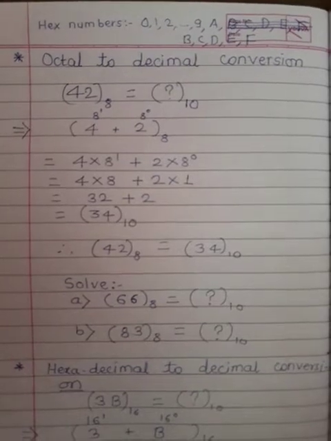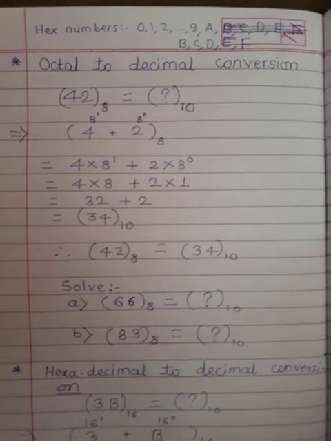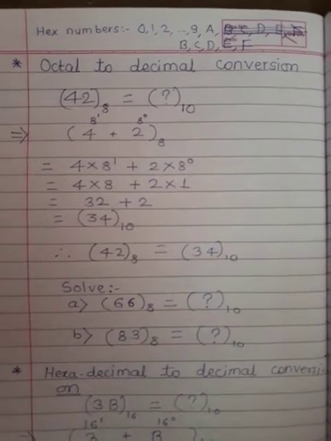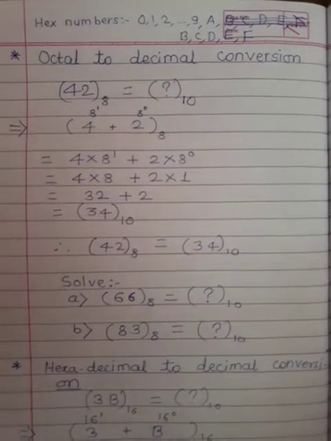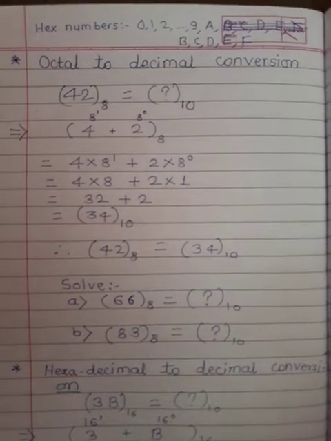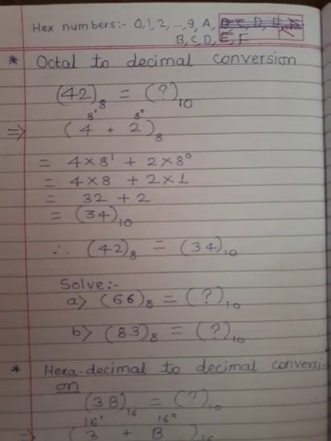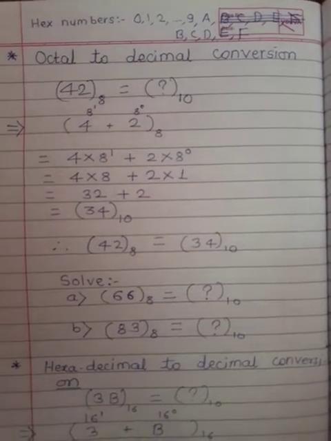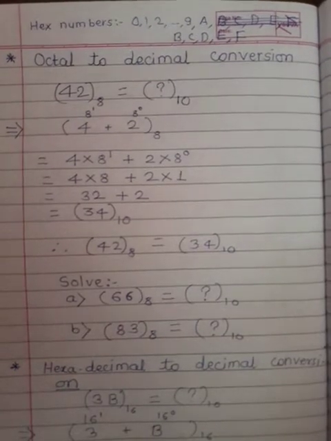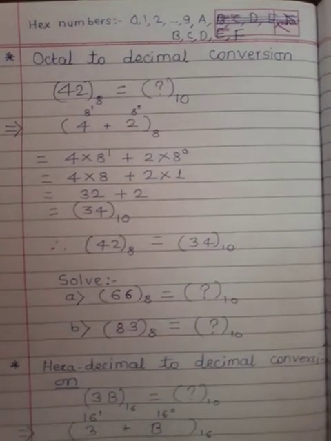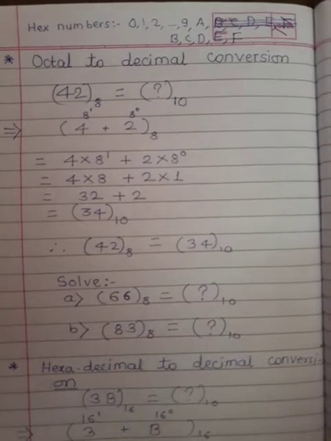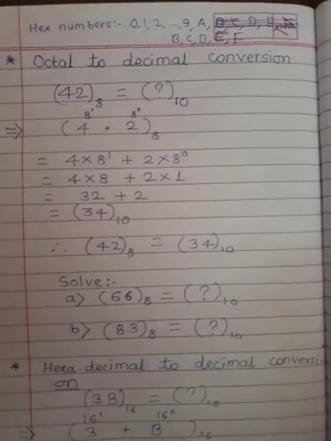This session is the last session for chapter 1 of 7th standard, that is the number system. In the previous session we have seen the conversion of decimal to binary and the conversion from binary to decimal. So in this session we are going to cover conversion of octal to decimal and conversion from hexadecimal to decimal.